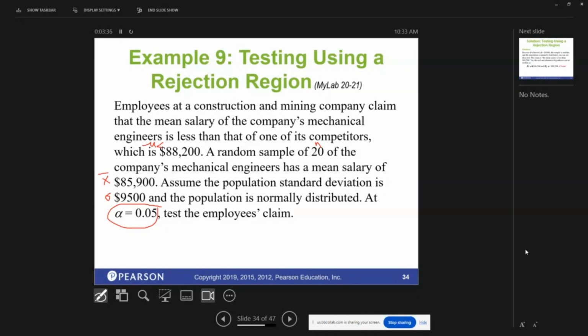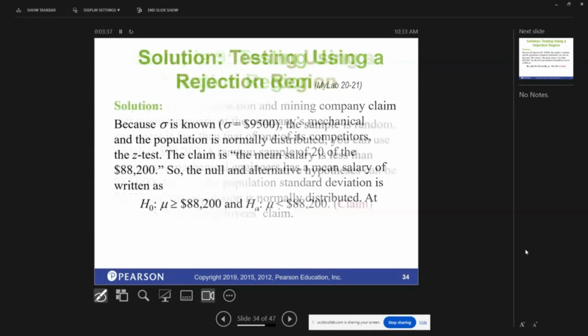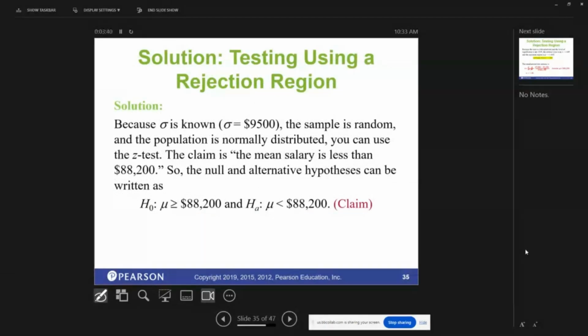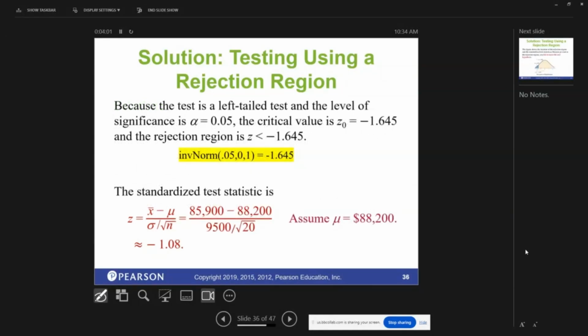Okay, so once we figured out what all of our variables stand for, we can write our H sub O and our H sub A. H sub A is our claim, so the mean is less than 88,200, and that makes H sub O the mean is greater than or equal to 88,200. Then we can find our standardized test statistic by using our formula for Z.